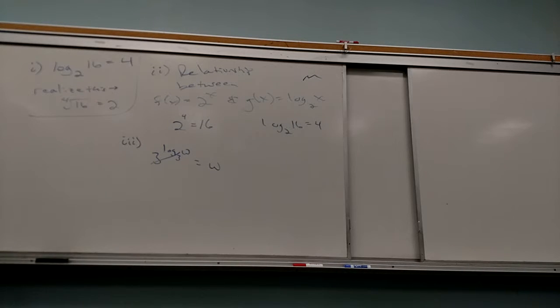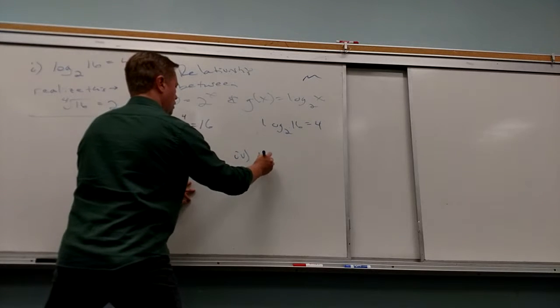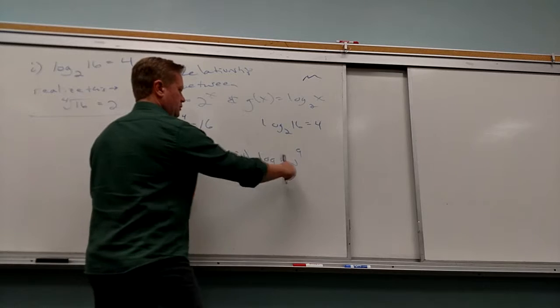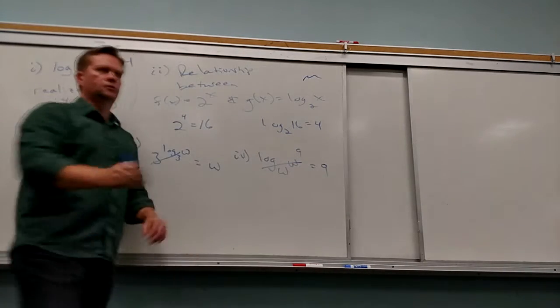It's just like cubing a cube root, or doubling something cut in half. Exactly the same. And so if I wrote it the other way around, what if I write log base w of w to the 9th? These two are going to kill each other. And the answer is 9.